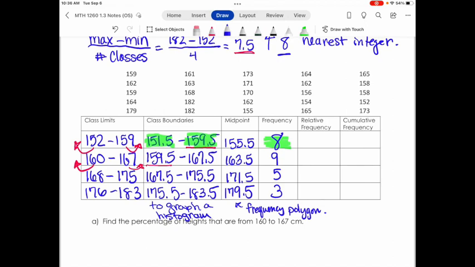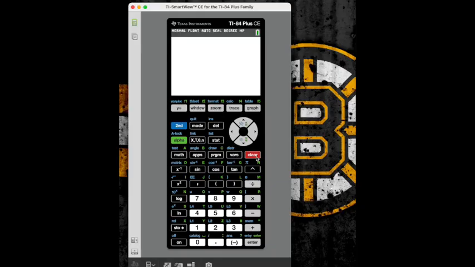Now, let me show you how you can organize this data on your calculator to make it easier for you to count so you don't miss any data values. To put data values in your calculator so you can sort them, the first thing you're going to do is hit this stat button here. In this list under edit, the first option says edit, and that's where you enter all your data values. So I'm going to hit enter on edit.